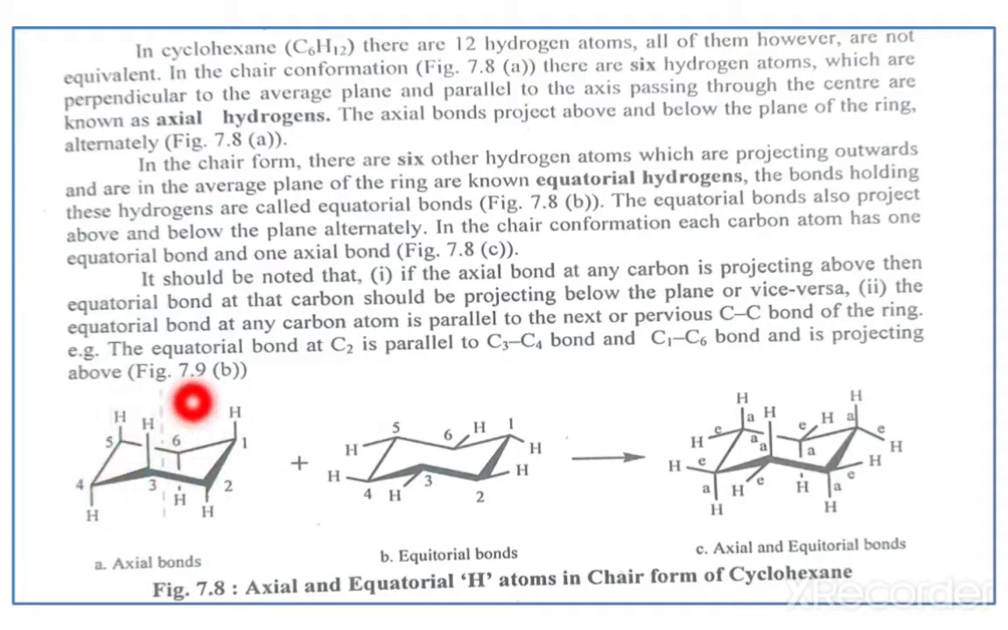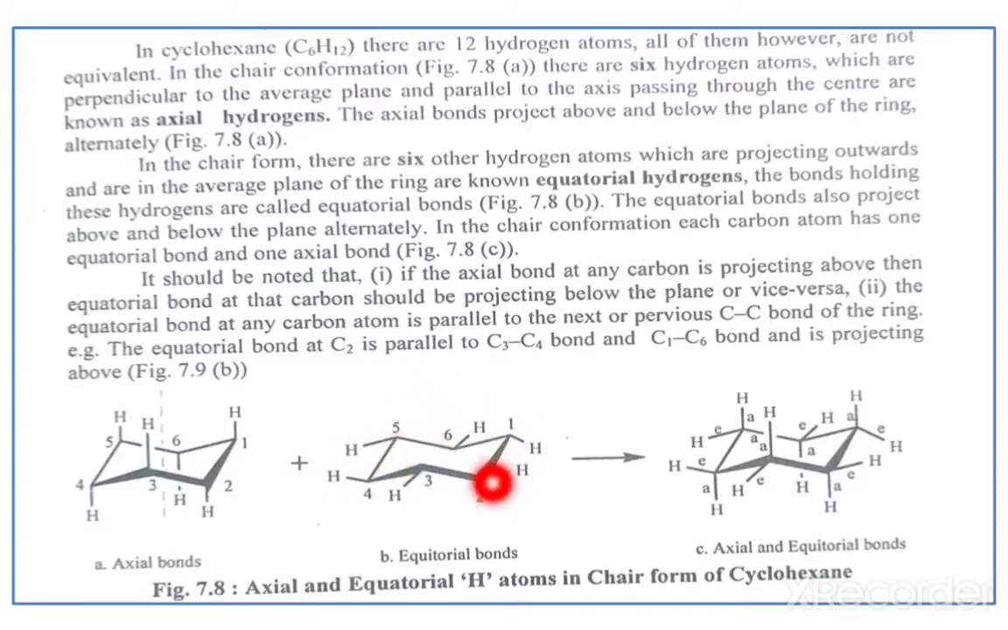Here are 6 hydrogens, and they are called the axial hydrogens or axial bonds. Now, in the chair form, there are 6 other hydrogen atoms which project outward and lie in the average plane of the ring. These are known as the equatorial hydrogens. That means this one here is an equatorial hydrogen. That means we have 6 equatorial hydrogens: 1, 2, 3, 4, 5, 6.